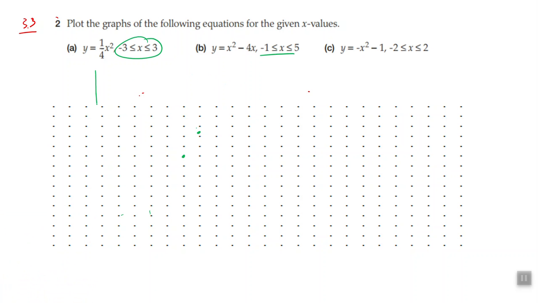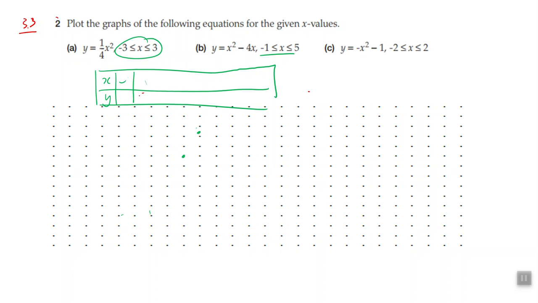So for our table of values, we're going to change it. We've got x, y. We're going from -1 to 5. So -1, 0, 1, 2, 3, 4, 5. We stop there. Sub in -1 into the equation. So when x equals -1, y equals -1 squared minus 4 times -1. So you're going to work this out. -1 squared is 1. -4 times -1 is +4. So that's equal to 5.